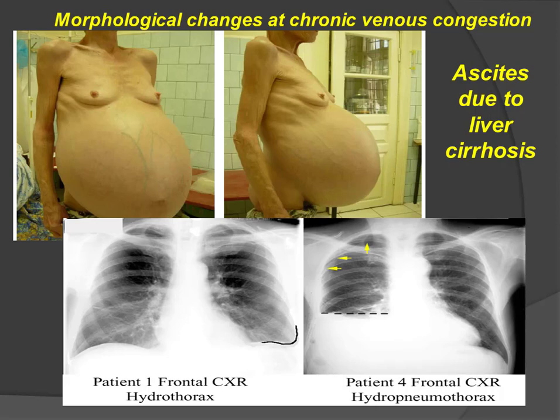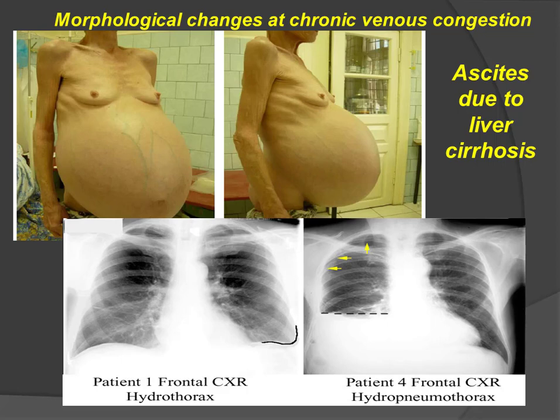Morphology of the chronic venous congestion. Chronic venous congestion is characterized by edematous syndrome, anasarca. You can see on the picture a widespread swelling of the subcutaneous fat. Hydropericardium, hydrothorax, ascites is the accumulation of the serous fluid in the serous cavities.